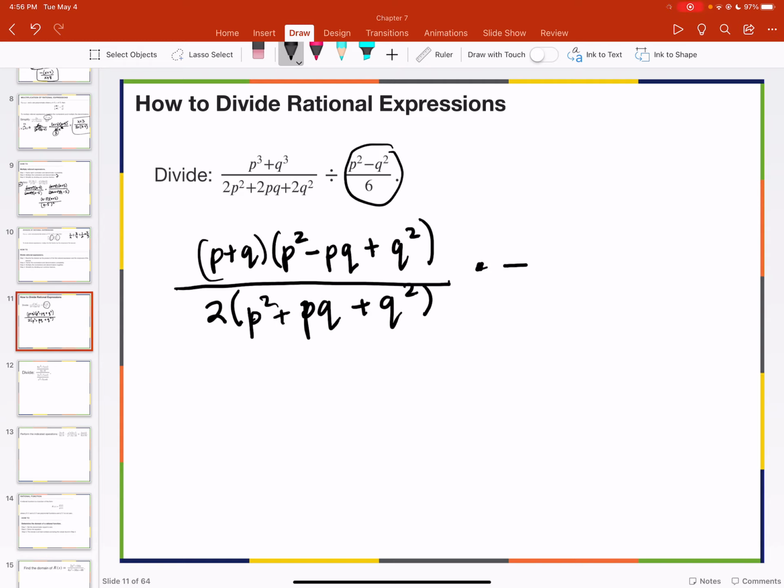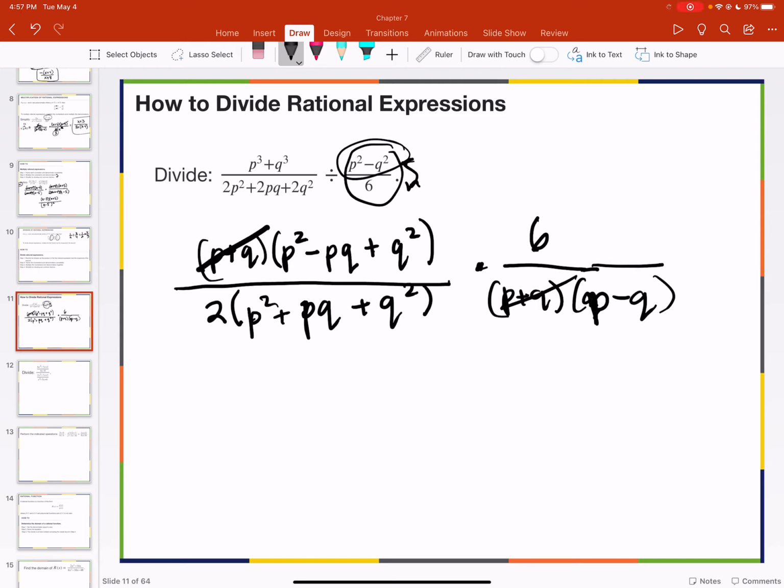And then times, and we flip this, right? The reciprocal is going to be 6 over, and then difference of squares, that's going to be p plus q, p minus q, sorry. So then let's cancel out what's in common here. The p plus 2's cancel out. Here, 2 goes into 6 3 times.